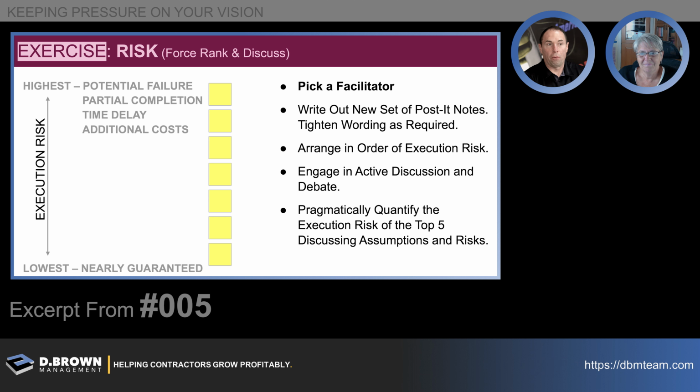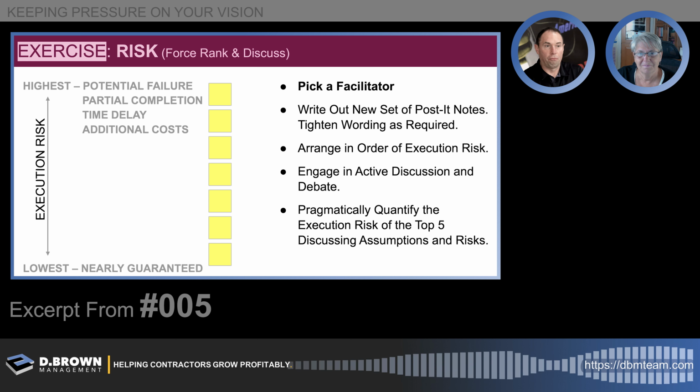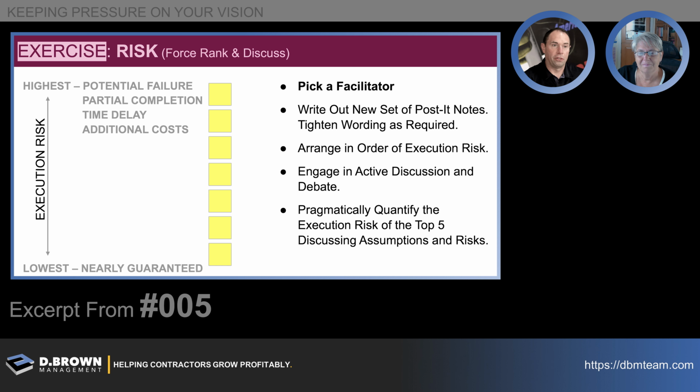What's our risk of coming up with zero, a goose egg, 100% failure? What's our risk of partial completion? We only achieve 50% of the returns. What's our risk of time delay? It took us 4 years, not 2 years. Our risk of additional cost: it cost us $400,000, not $200,000.